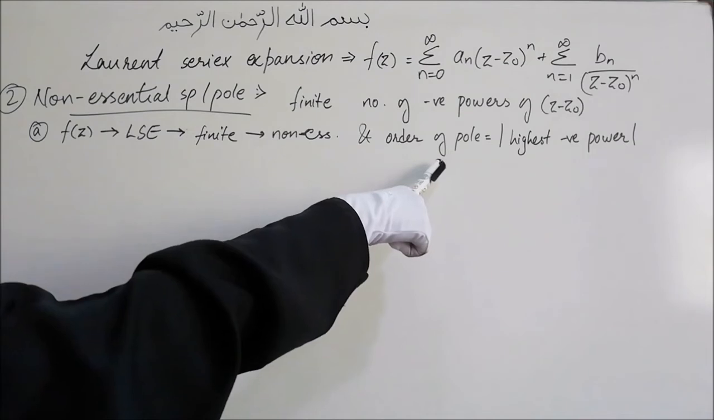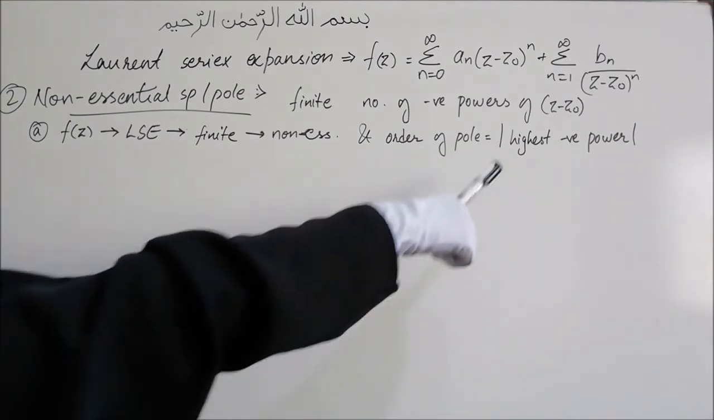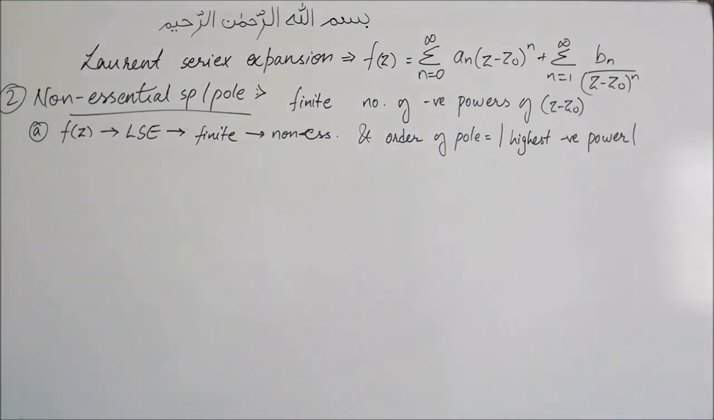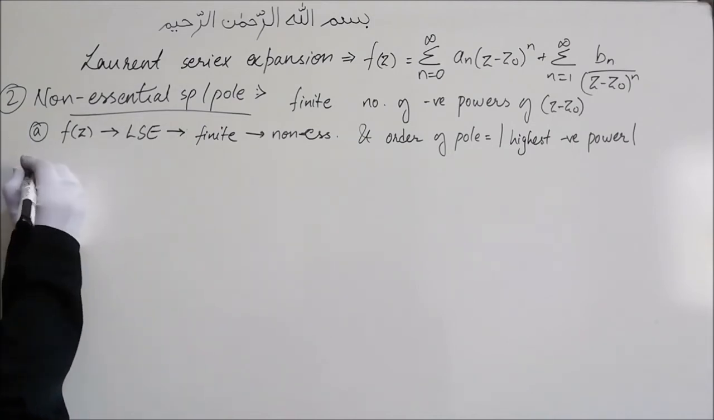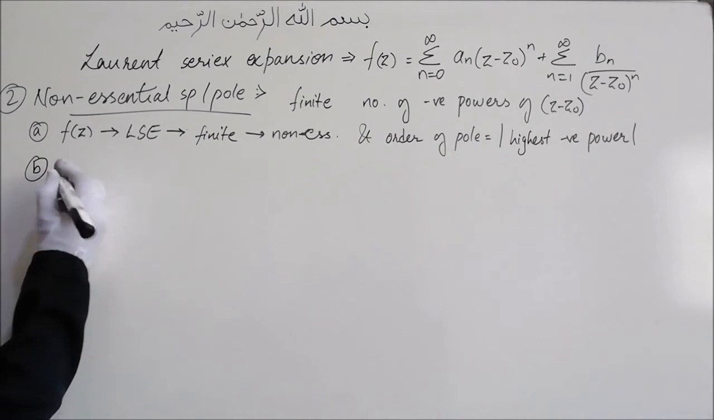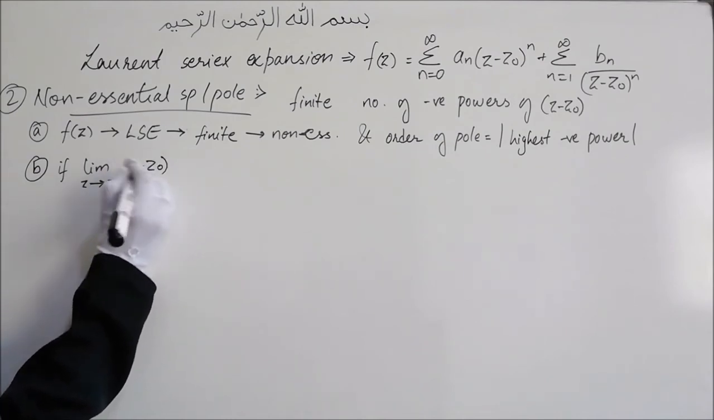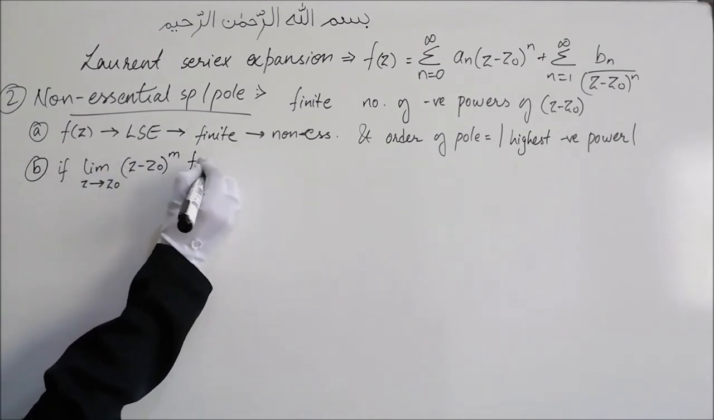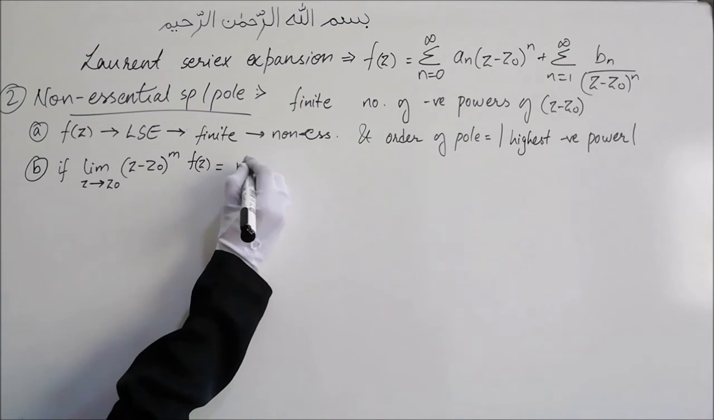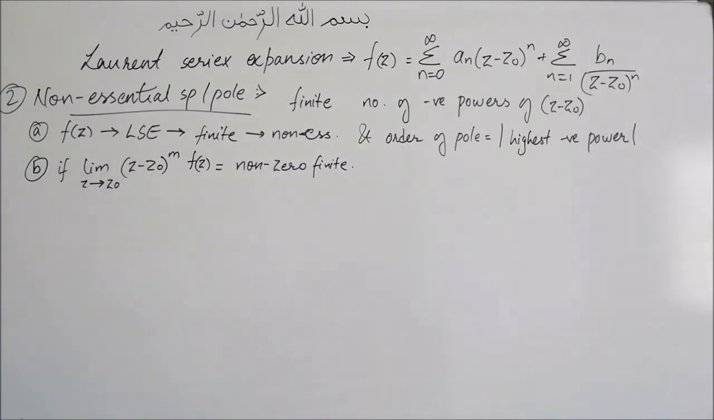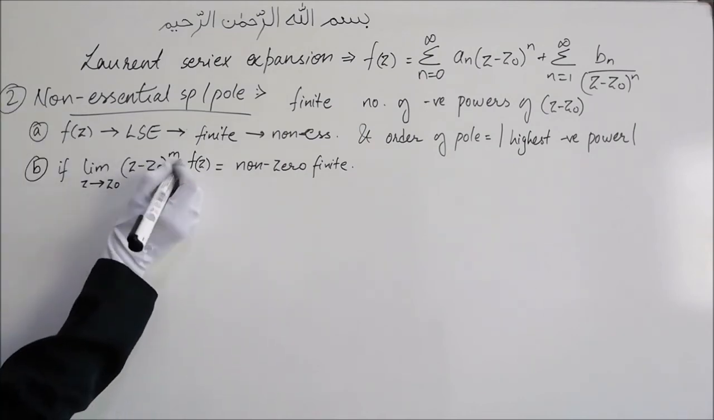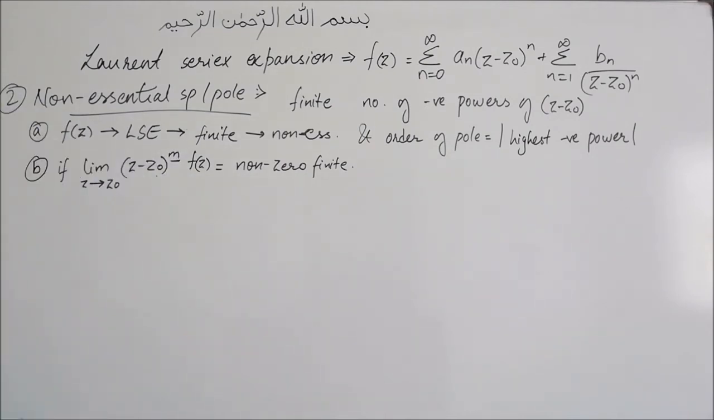And the order of the pole will be the modulus of the highest negative power of z minus z naught present in the Laurent series expansion. The second method is, if limit z tends to z naught, (z minus z naught) the whole raised to m, f of z is a non-zero finite value, then z equals z naught is a non-essential singular point and the order of the pole is this value m.